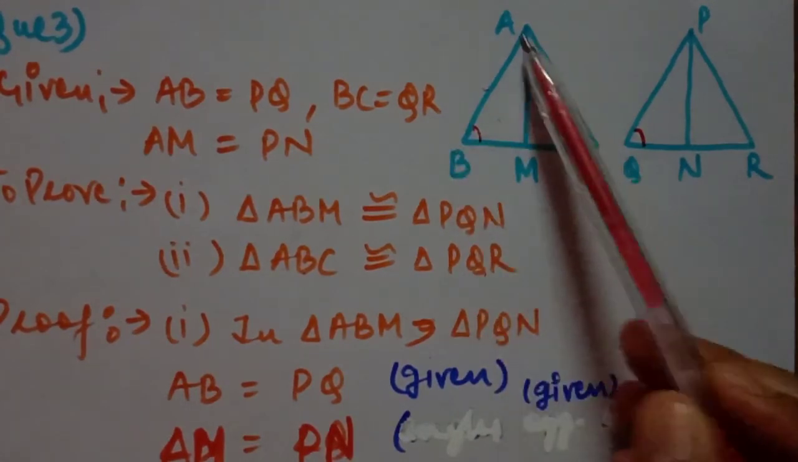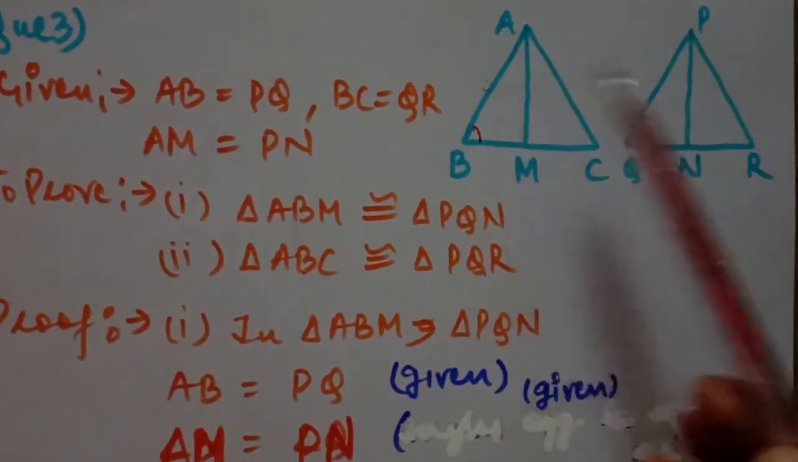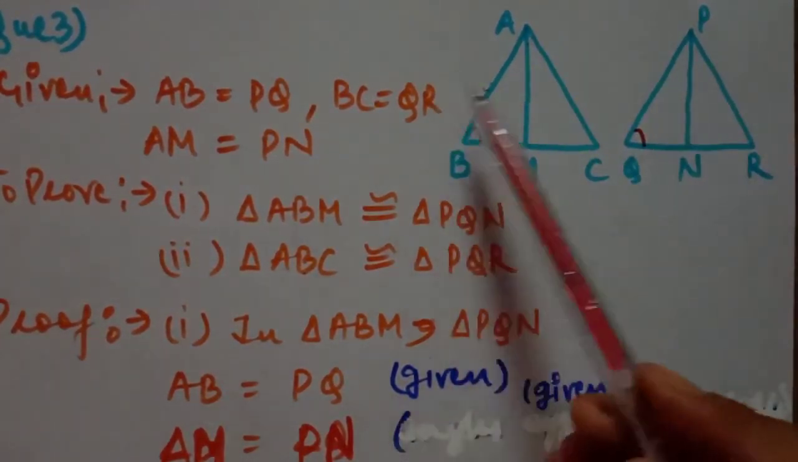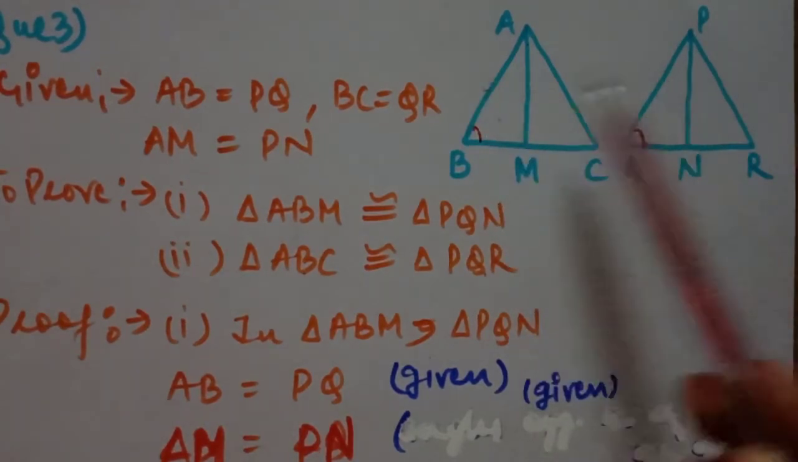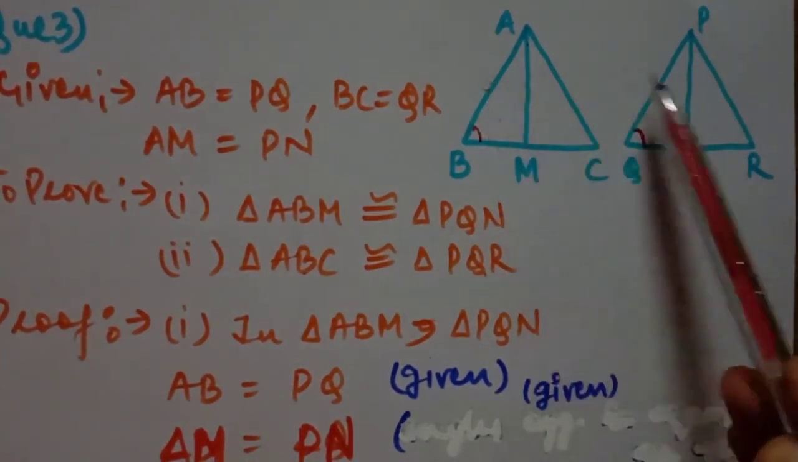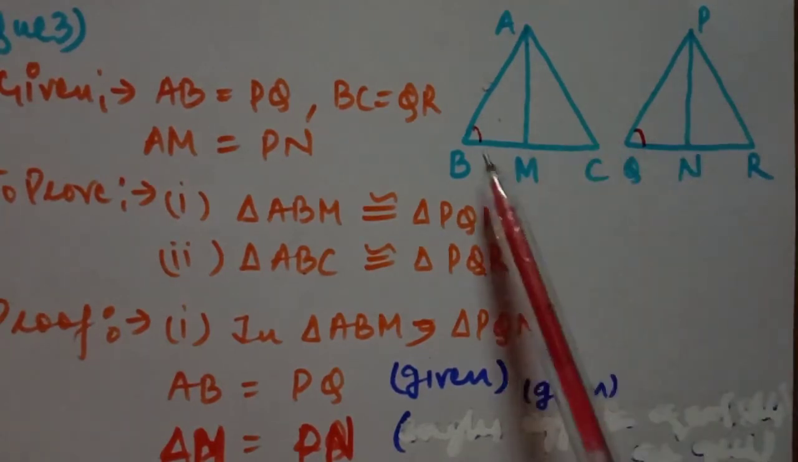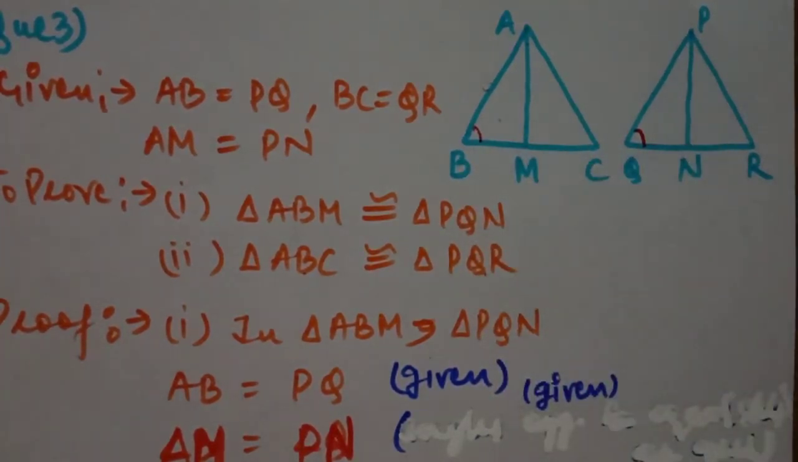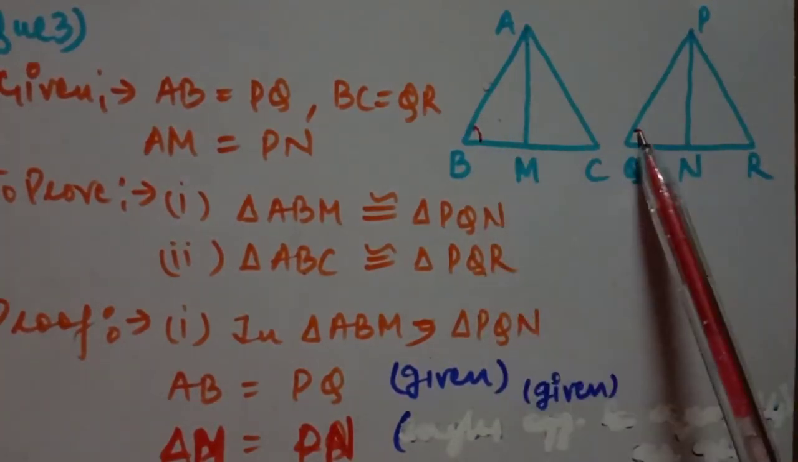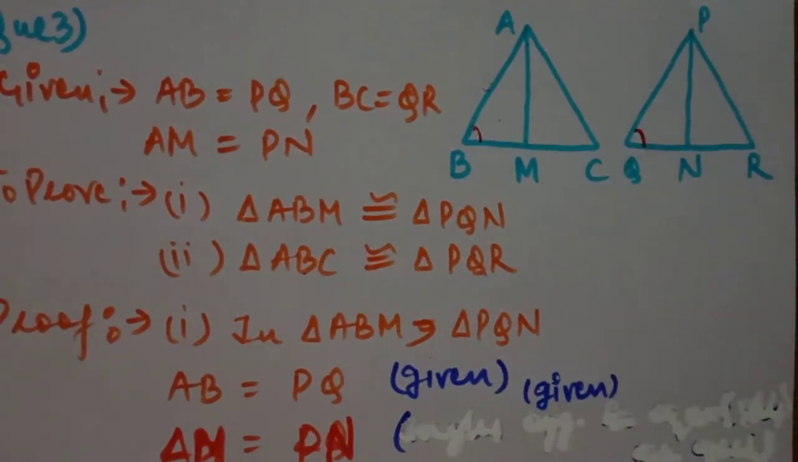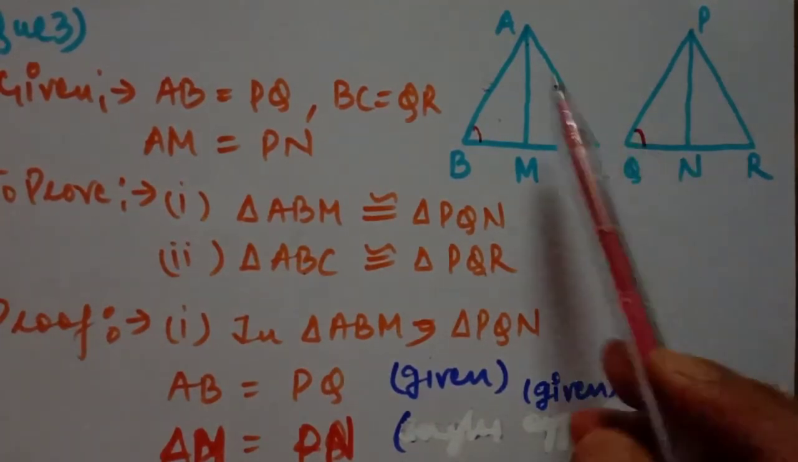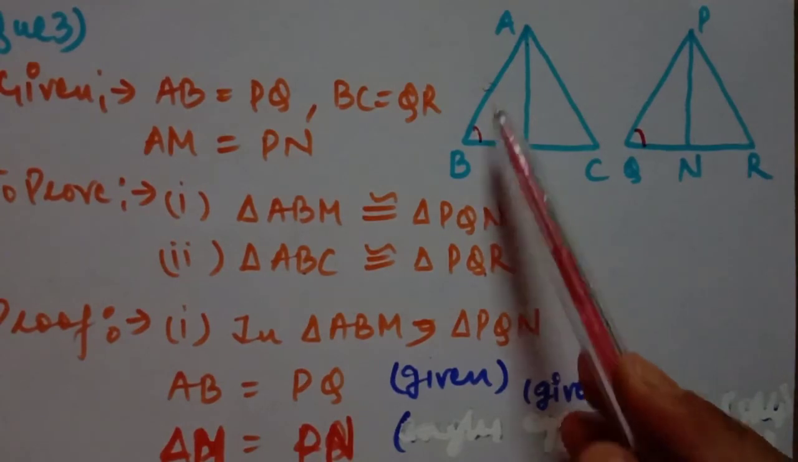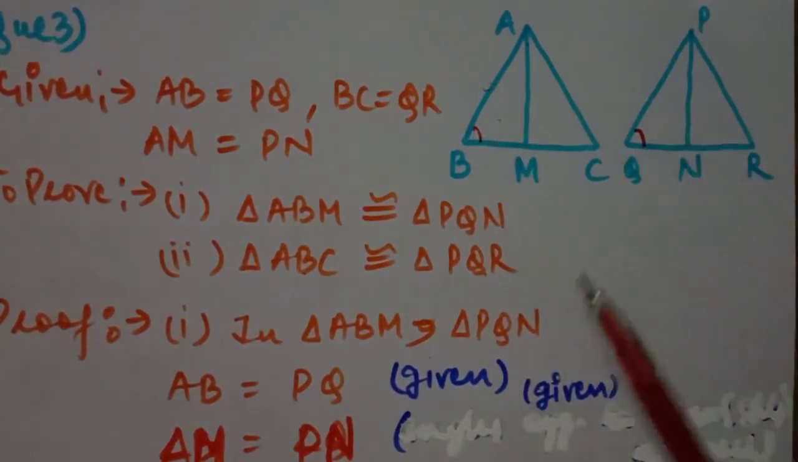In triangle ABC and PQR, we need 3 elements. First element, AB is equal to PQ, given. BC is equal to QR, it is already given. Angle B and angle Q are equal to each other, proved above. So by which rule? Try SAS. By SAS, both triangles are congruent to each other. So students, it is a very easy question. Now question number 4.